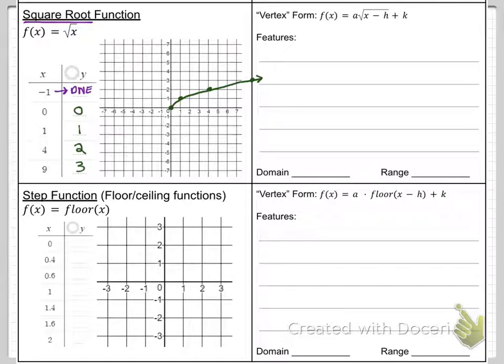Also, if we were to turn this graph on its side, it would look kind of like half a parabola. And there's an important reason for that that you'll learn about another day: the square root function and the parabola, the quadratic function, are inverses of each other.